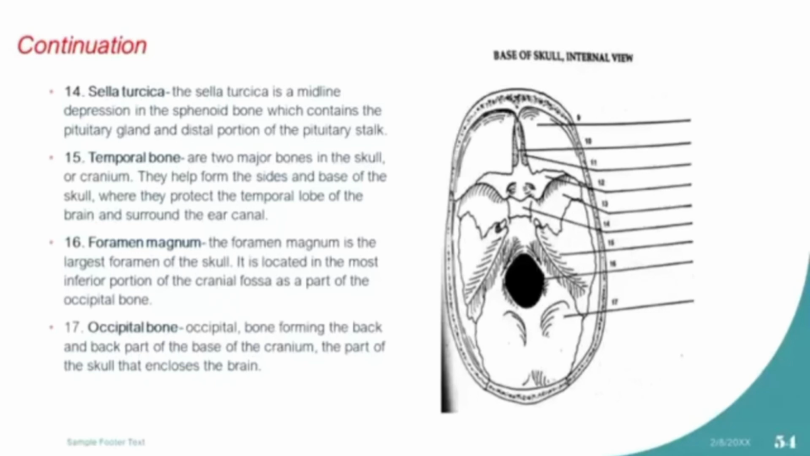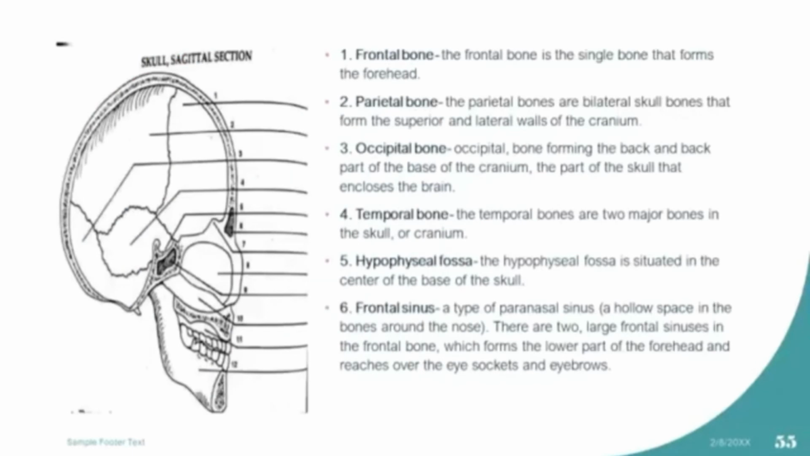17. Occipital bone. Bone forming the back and the back part of the base of the cranium, the part of the skull that encloses the brain. And this is the skull sagittal section. Number 1, frontal bone. This is the frontal bone. It is a single bone that forms the forehead.